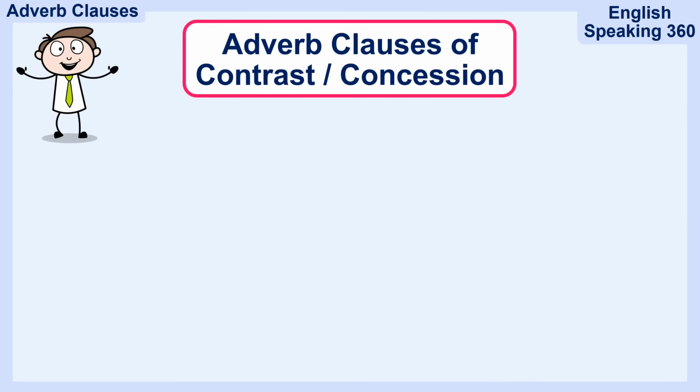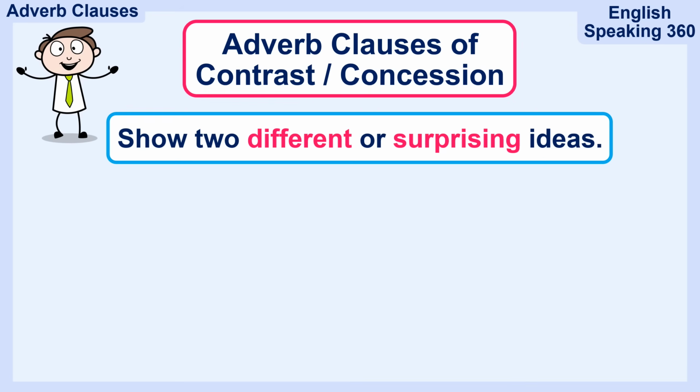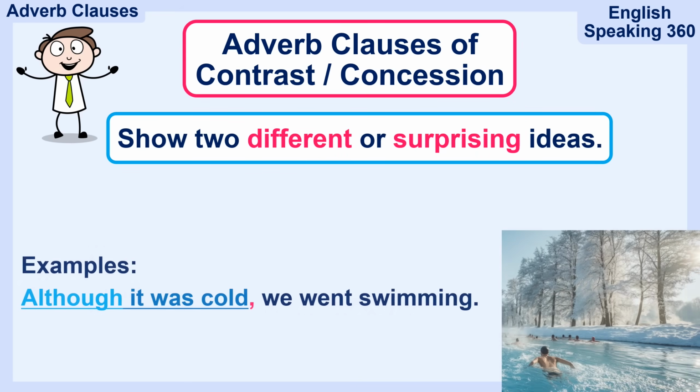Adverb clauses of contrast or concession. These adverb clauses show two different or two surprising ideas. For example, although it was cold, we went swimming. Oh my gosh, it was cold and they went swimming? That is very surprising. It doesn't make much sense and it looks very cold.